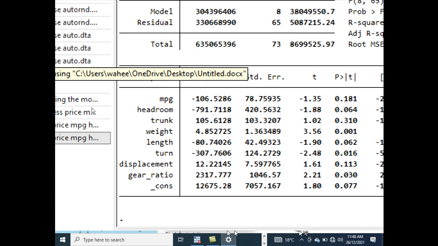This is as far as we can go in learning about fitting a model.